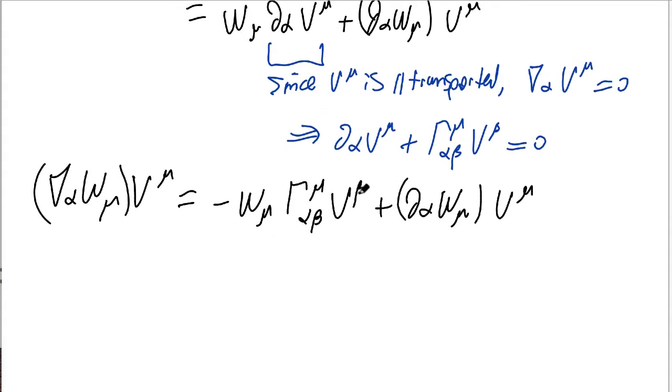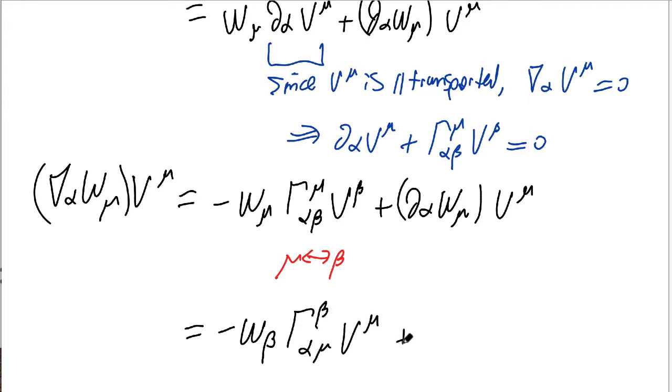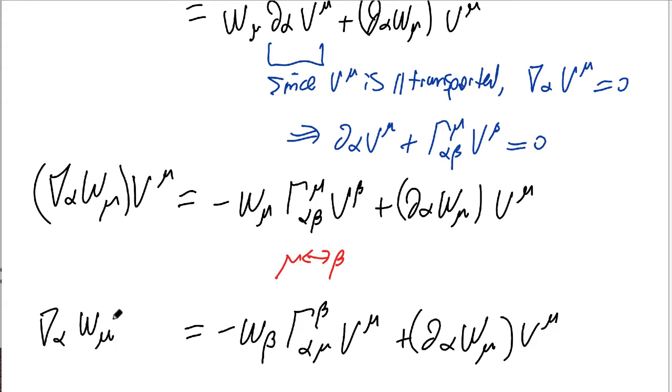Notice in this expression we have a repeated index beta that's being summed over, also a repeated index mu that's being summed over. So we can call those anything we like, and in particular what I'd like to do on this term is just swap the names mu and beta. So let's write this as minus W beta gamma beta alpha mu V mu. Then our last term is partial alpha W mu V mu. All right, written in this way, we have a common factor of V mu in each of these terms.